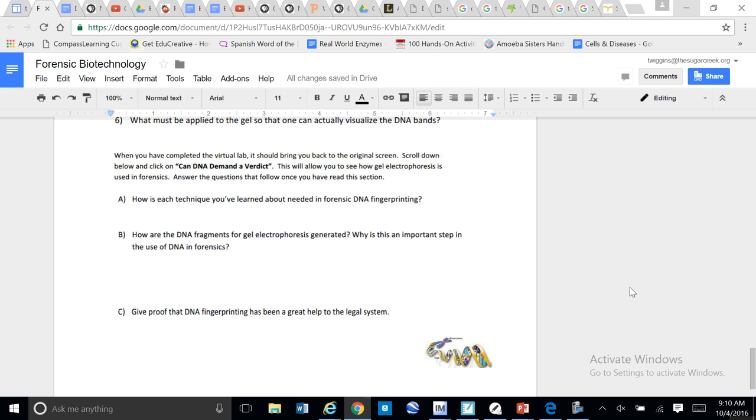copy. Has DNA fingerprinting been a great help to the legal system? Yeah, you've seen the news. They've been able to identify people, suspects, and things of that nature.